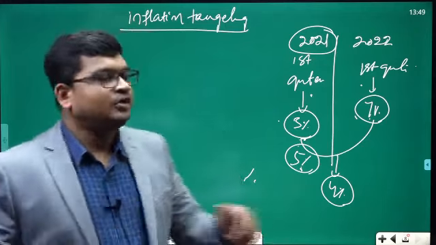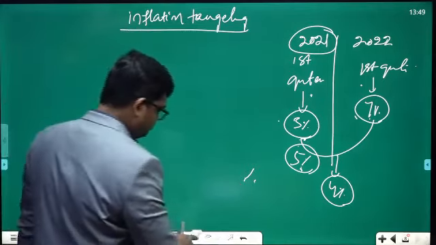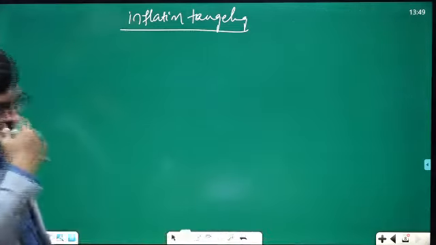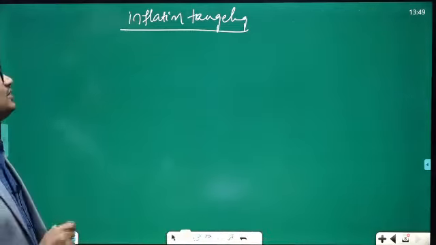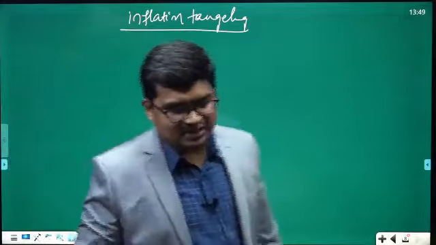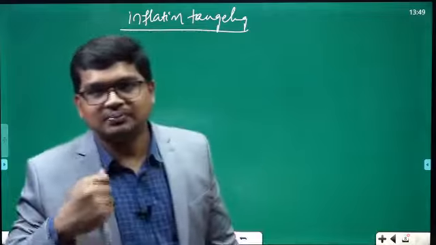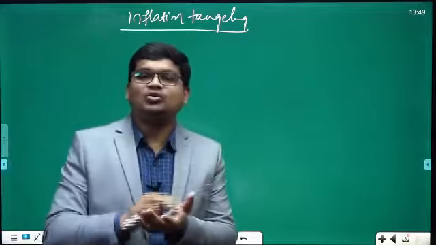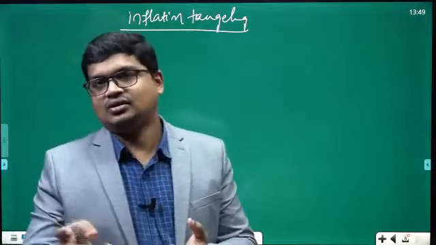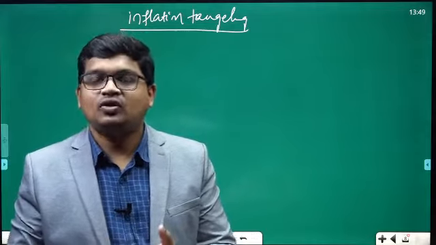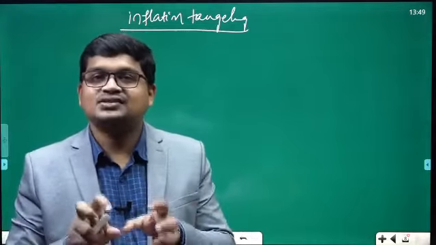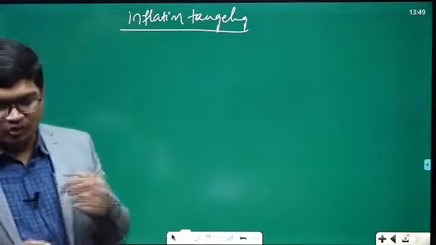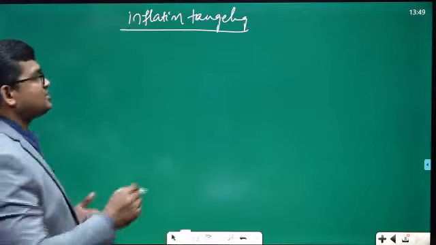Now coming to inflation targeting. What is inflation targeting? Simply, when inflation is prevailing in our economy, you have to control it. Why do you need to control it? Because it affects different sections of society differently. It affects the most the fixed income group.